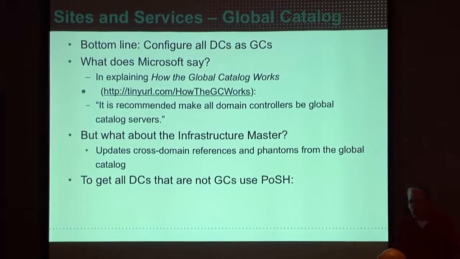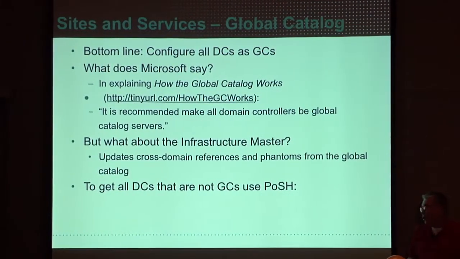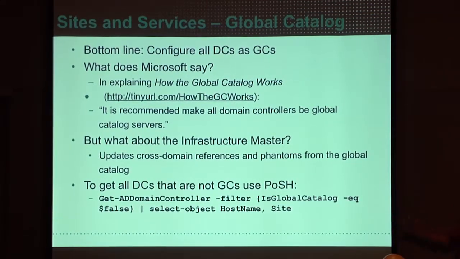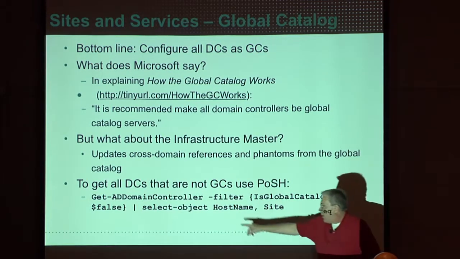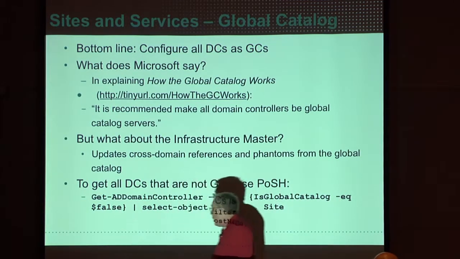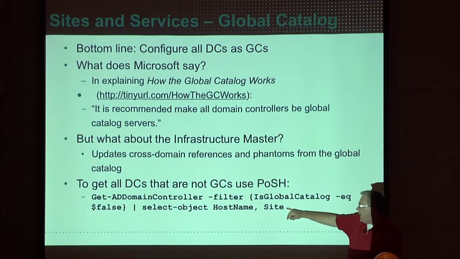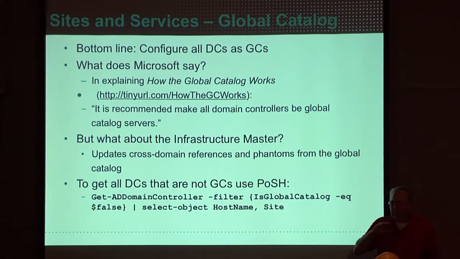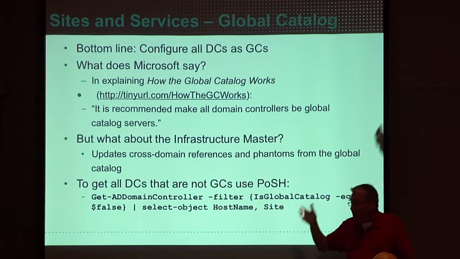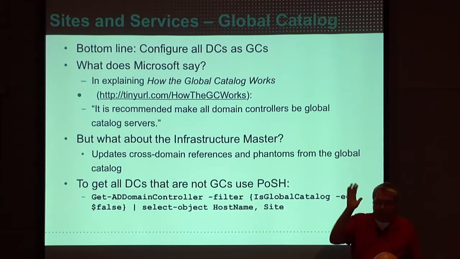Now, if we want to find all of our domain controllers that are not global catalog servers, we can use PowerShell. And this will give us all our domain controllers that are not global catalog servers. If you've got multiple sites, if you add the site name here, it'll give you a list, you'll know what site. Now, if you've only got a few, it's actually easiest just to take that site, go into Active Directory Sites and Services, go to that site, expand the server, go to NTDS settings, right-click, Properties, select the Global Catalog box, click OK, you're done.